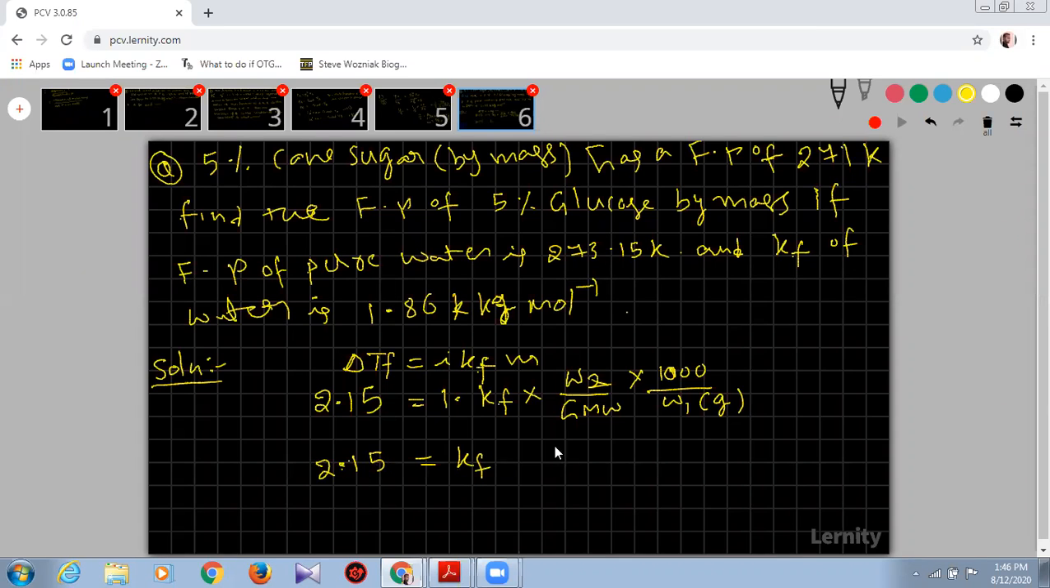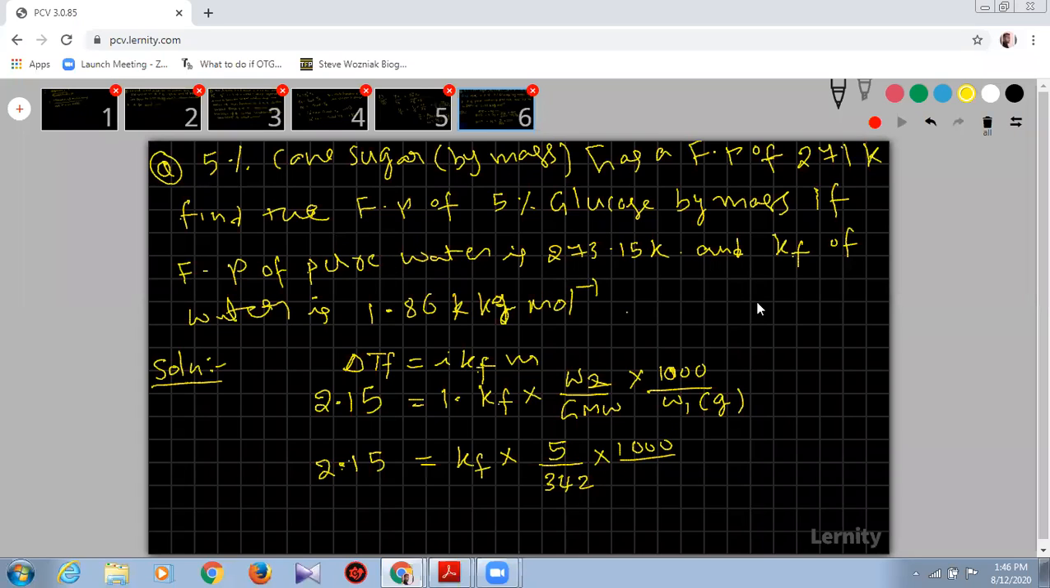...into the weight, which is 5%. That means 5 grams per 100. So 5 by the gram molecular weight of sucrose, C12H22O11, which is 342, into 1000 by what do we take here? The solvent.